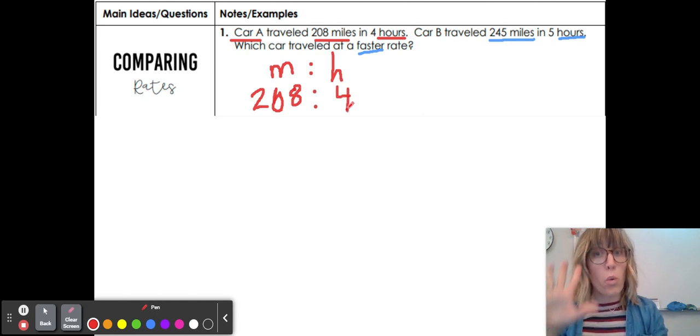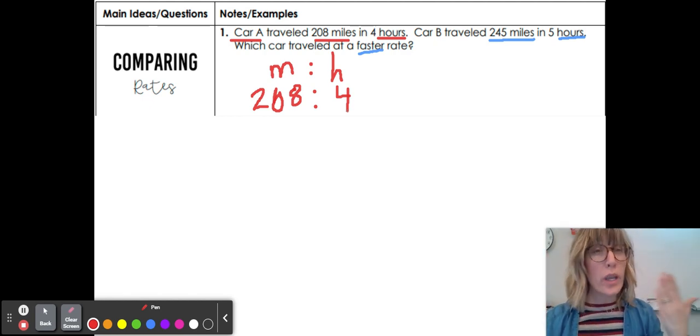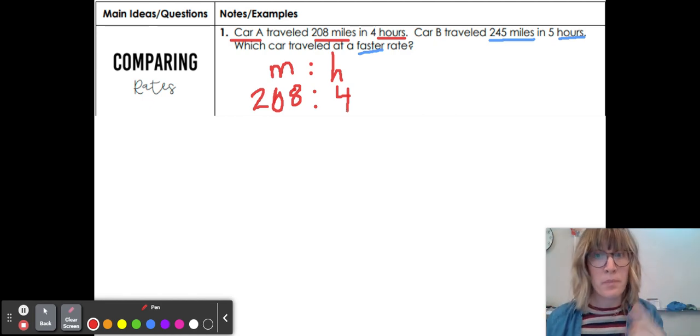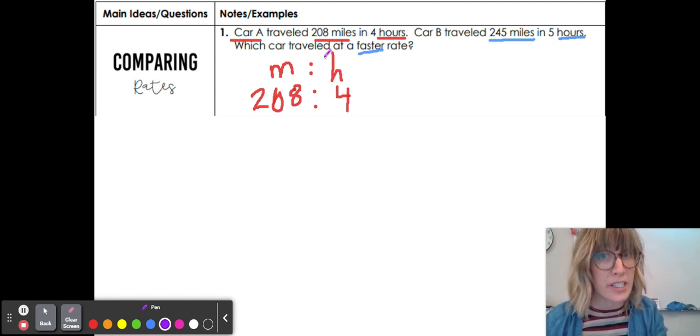Okay, so we have the distance and we have the hours, but in order to quickly compare the blue car to the red car, or car A to car B, we really want to know, well, what's the unit rate? How far is it going in 1 hour? So we want the hours to get down to one. So we want to know, in 1 hour, how far did car A go?